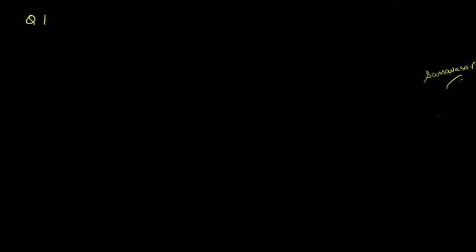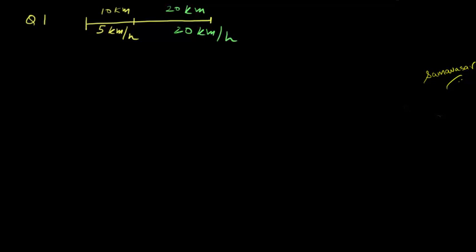So question number 1, let me just draw it for you. A person travels the first 10 kilometers at 5 kilometers per hour and travels the next 20 kilometers at 20 kilometers per hour. What is the average speed? Now, as I said, the formula is total distance divided by total time taken. Total distance is 10 plus 20. Now, what is the total time taken?